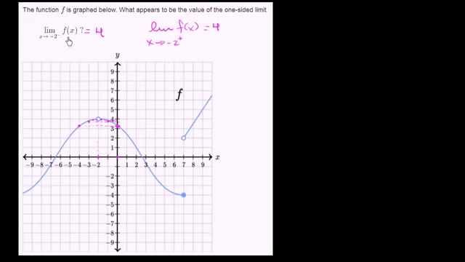Because the left-handed limit and the right-handed limit are the same value, because both one-sided limits are approaching the same thing, we can say that the limit of f of x as x approaches negative 2, and this is from both directions, since from both directions we get the same limiting value, we can say that the limit exists there and it is equal to 4.